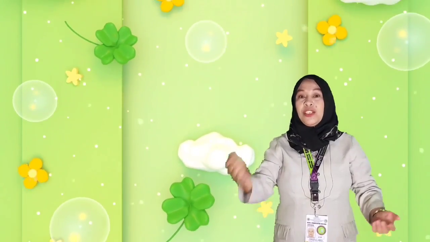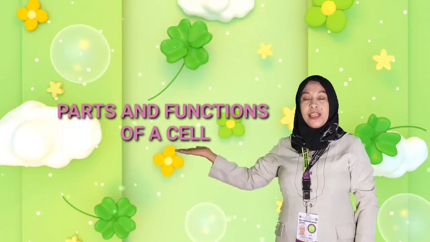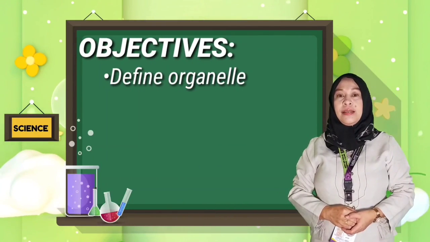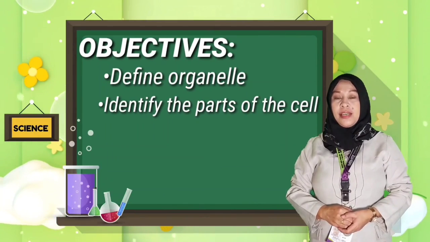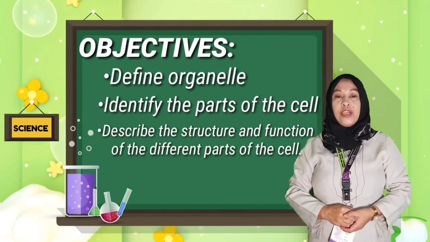So come, join me in the journey of the discussion of the different parts of the cell and its function. The objectives of the lesson are: define organelle, identify the parts of the cell, and describe the structure and function of the different parts of the cell. Before we start with our new lesson, let us have a review about cell.